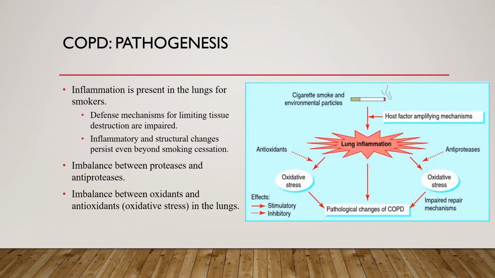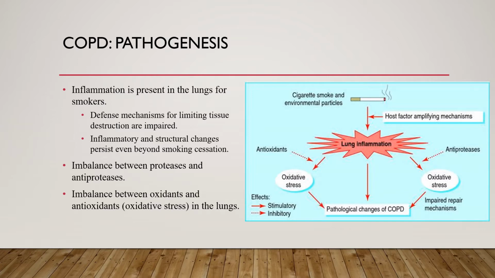So, pathogenesis: inflammation is present in the lungs for smokers, and that first bullet point is particularly the small airways. The defense mechanisms for limiting tissue destruction are impaired, and we kind of went over that in the pathology. You have those inflammatory and structural changes that persist even beyond smoking cessation. So if you quit smoking, you're not necessarily in the clear, and you're going to put yourself at a higher risk for developing COPD.